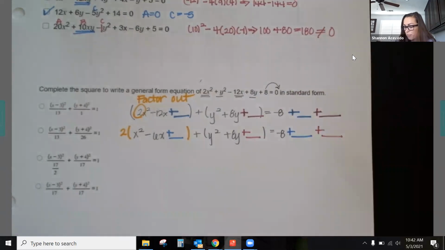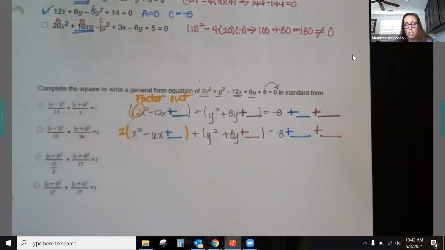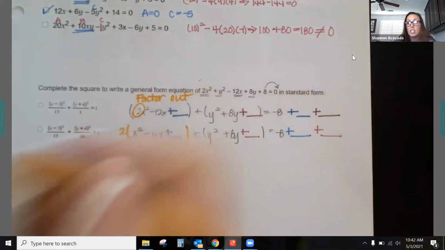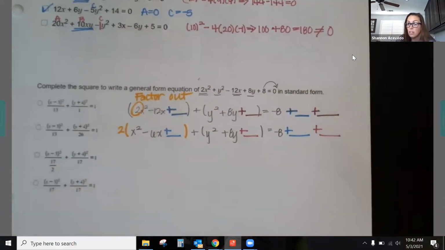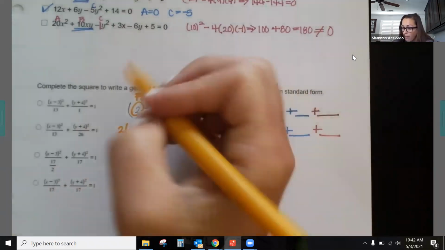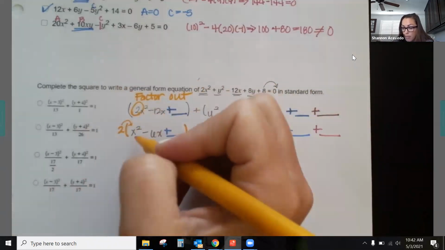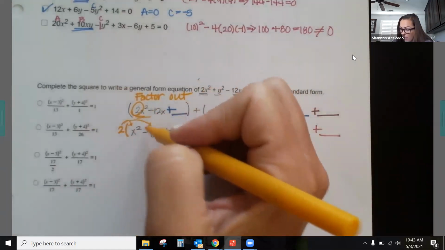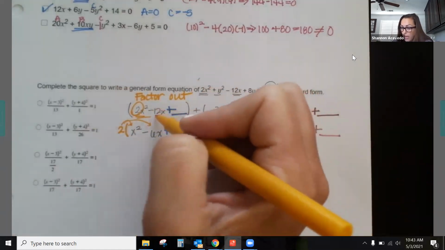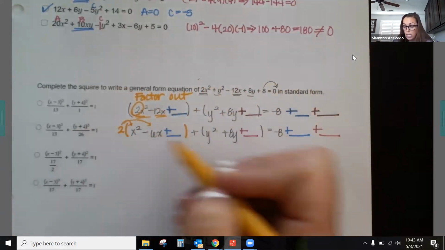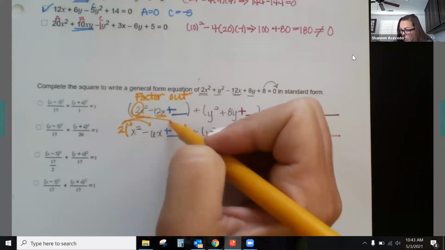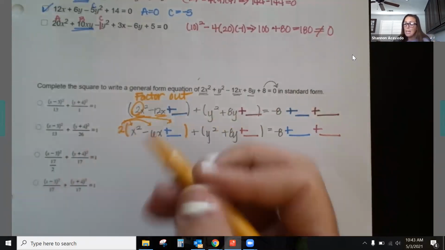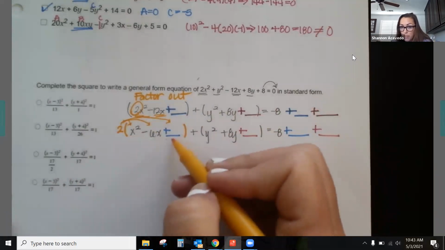But there's a trick here. When I factor out this 2, the equation isn't changing, it just looks different. It's equal to what's above. In other words, 2 times x squared gives me 2x squared, right? 2 times negative 6x gives me my negative 12x. This 2 goes to each term. So this 2 is also being multiplied to whatever this unknown number is. So what I'm adding to my left side is 2 times this value.